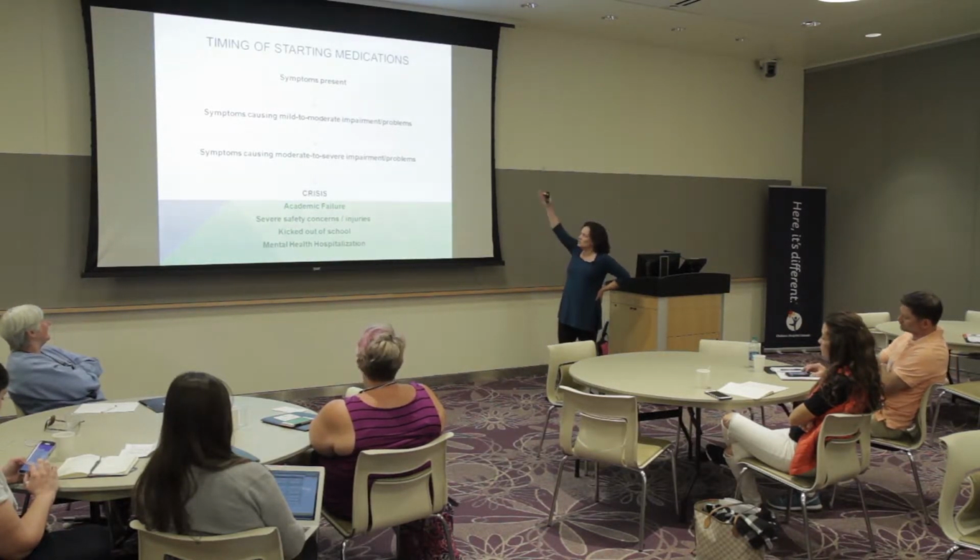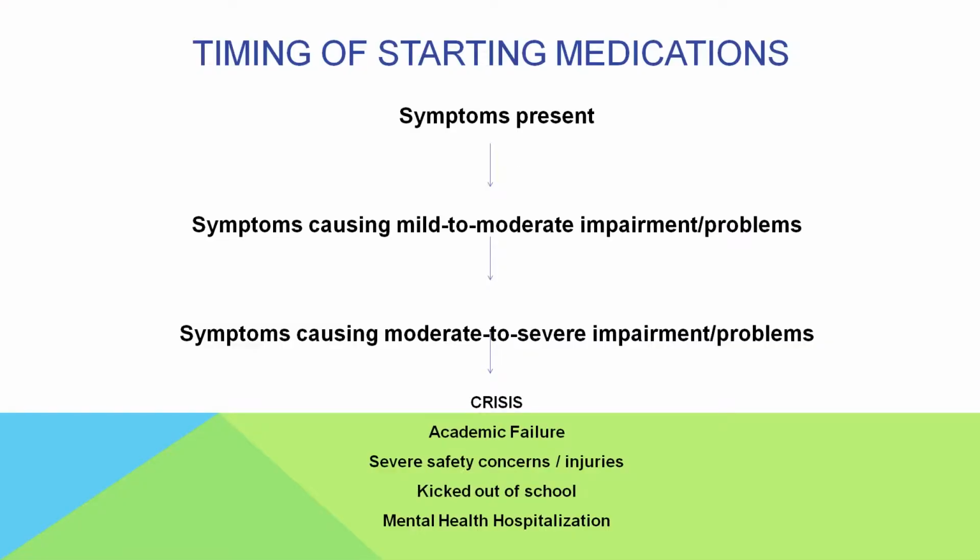So then, in terms of when we start medications, I think this is another important thing to think about. And this is very different for different families also. Just because you have symptoms present, that does not always mean this is a time for medications. As soon as we see, oh my gosh, there's a short attention span, there's a lot of other things we want to do and think about. Then the symptoms start to become mild to moderate impairments, moderate to severe impairments, and then we have a crisis. We're failing out, we have severe safety concerns, we're kicked out of school, we're in the hospital.